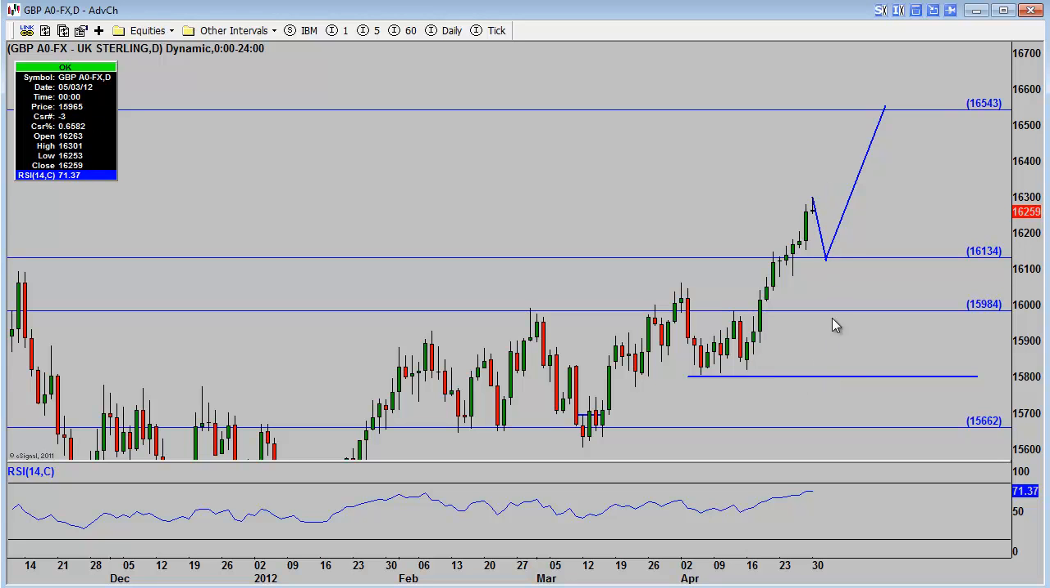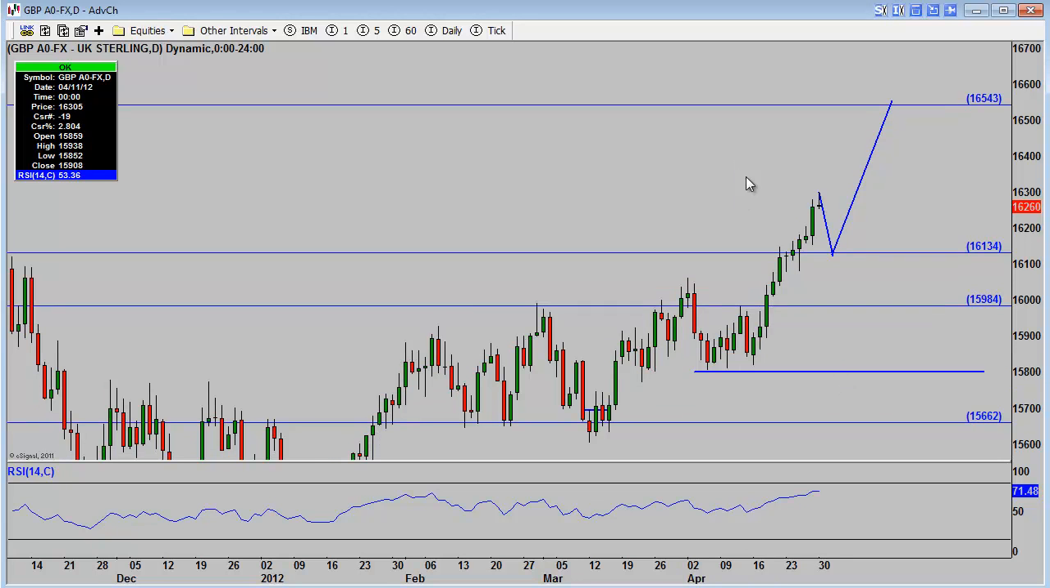your position size if you normally trade on, say, an hourly or a 15-minute chart. If you're going to bump to a daily chart, there's going to be significantly more pips in here that are going to be at risk, so you're going to need to dial back that position size. But this is what is likely to happen here.